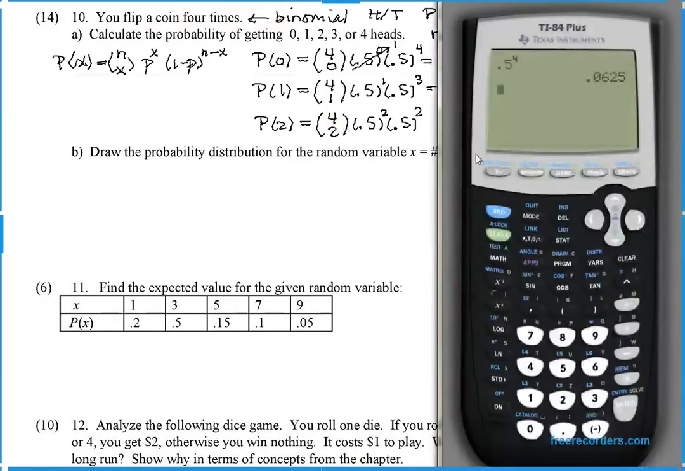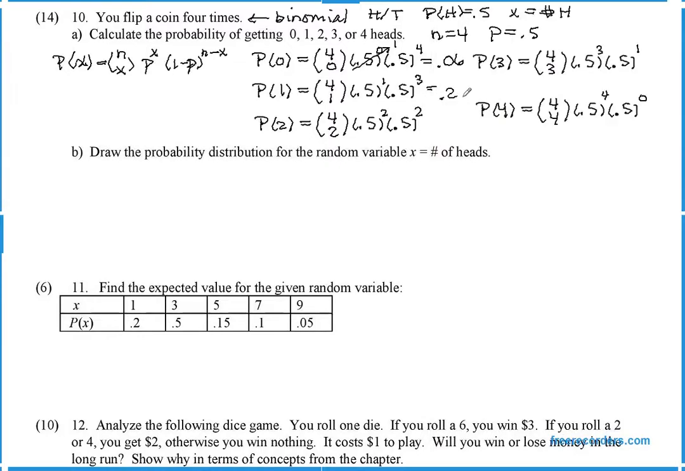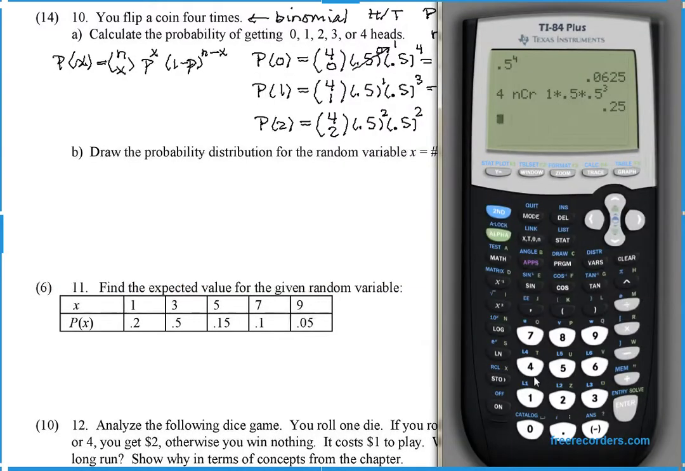And then 4 choose 1, so it's going to be 4 nCr 1. And then we're multiplying by 0.5 and then times 0.5 cubed. So times 0.5 times 0.5 cubed. 0.25. And then 4 choose 2. So I do 4 nCr 2 times 0.5 squared times 0.5 squared.